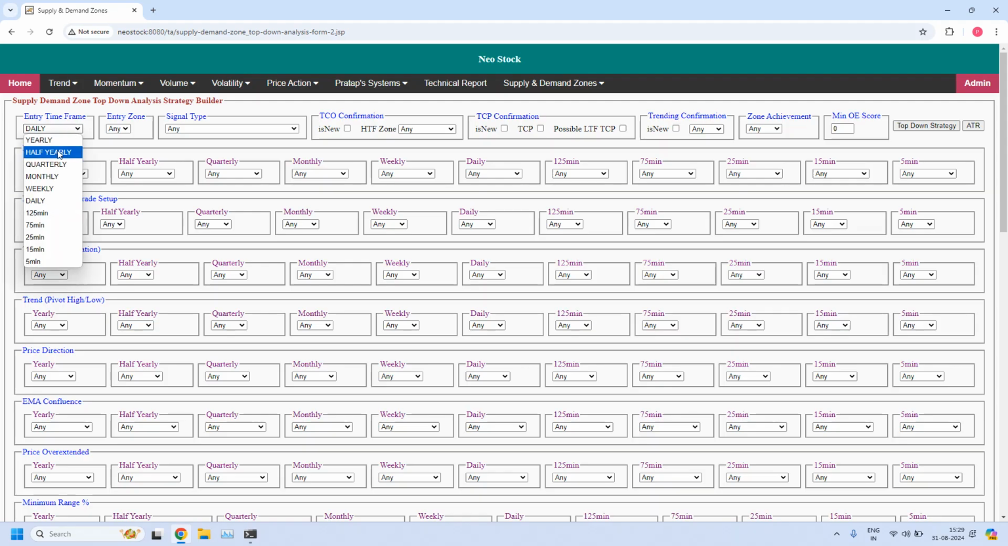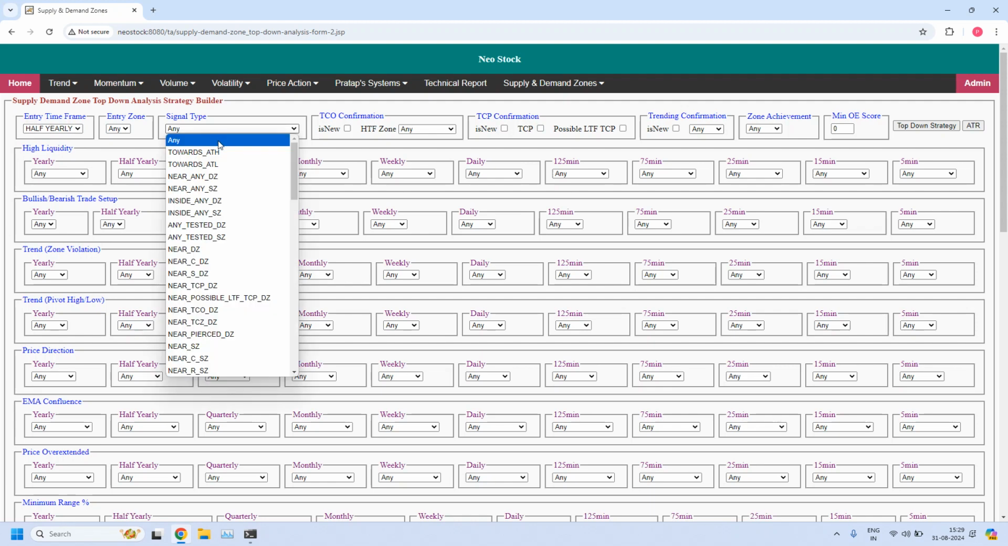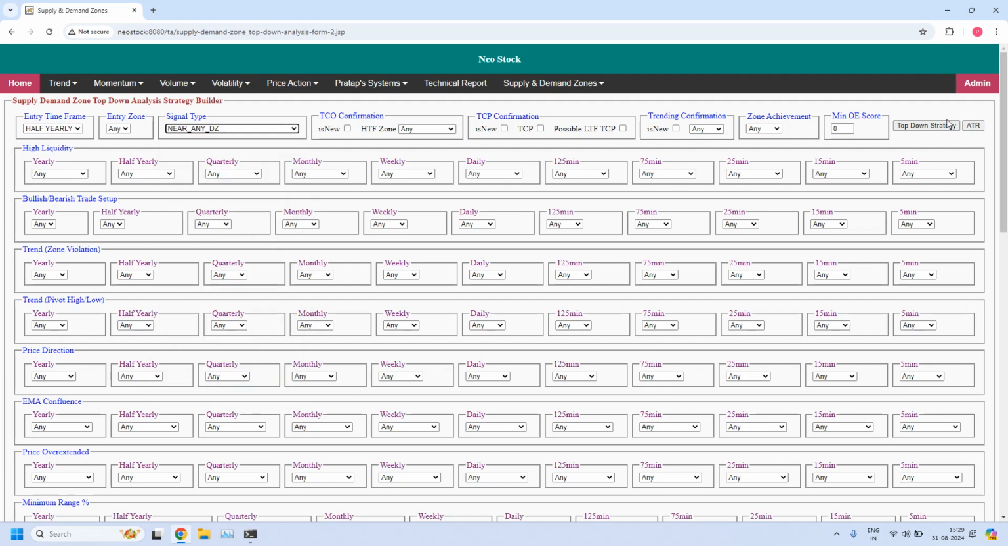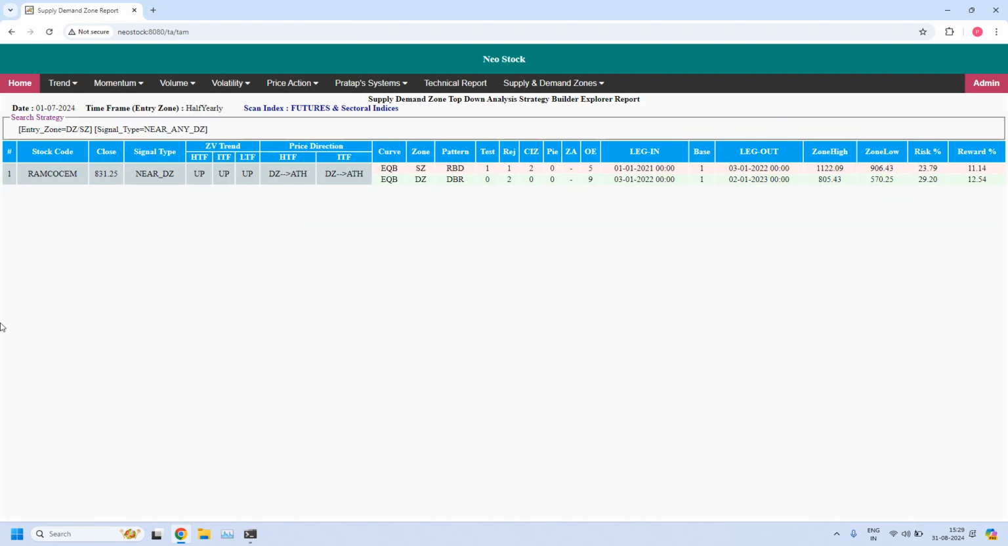So let's start with the half yearly time frame. Let us find the stocks near half yearly demand zone. One stock is filtered near to the half yearly demand zone. I will be giving you only a few seconds to watch the report. You can pause the video, study all the parameters, and then proceed further.